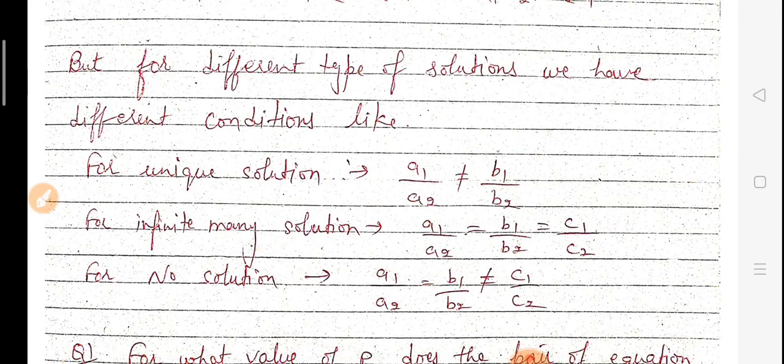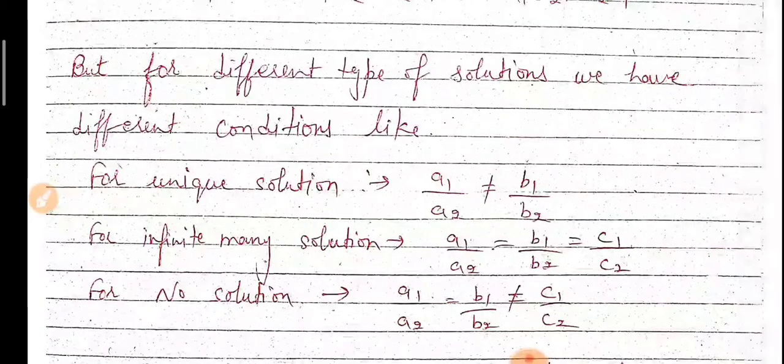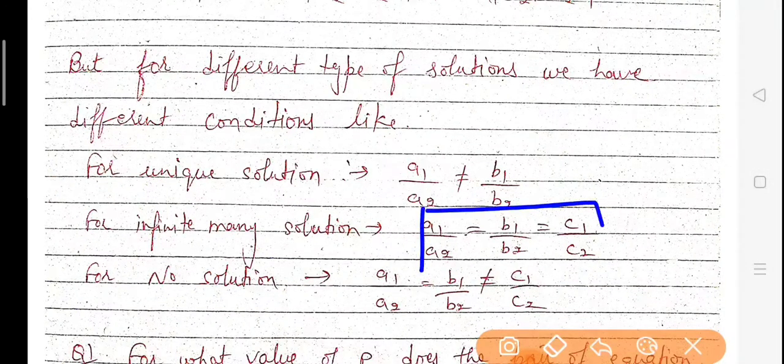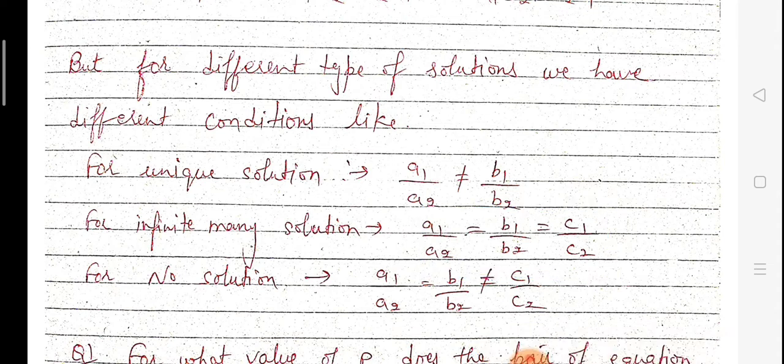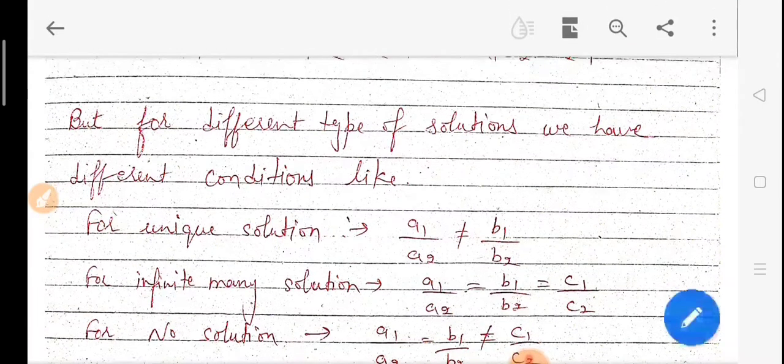For many solutions, or you may say infinitely many solutions, what is the condition? The condition is a1 by a2 is equal to b1 by b2 is equal to c1 by c2. This is the infinitely many solutions case for x and y. If the solution does not exist, then we call it no solution, and the condition is a1 by a2 is equal to b1 by b2 is not equal to c1 by c2.